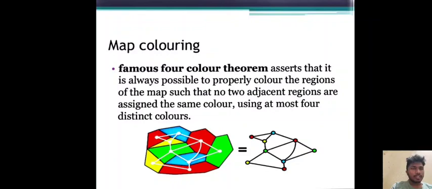Like in this graph, there are only four colors: red, blue, green and yellow, but these four colors are not adjacent to the same color. Beside red there is blue, yellow and green, but not the red color. So by using the famous four color theorem we can do map coloring.